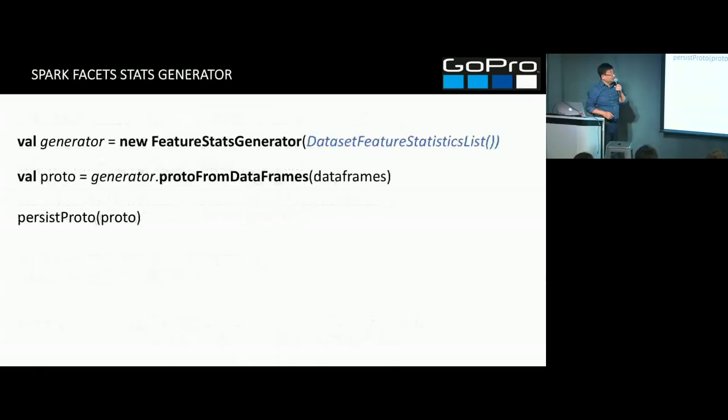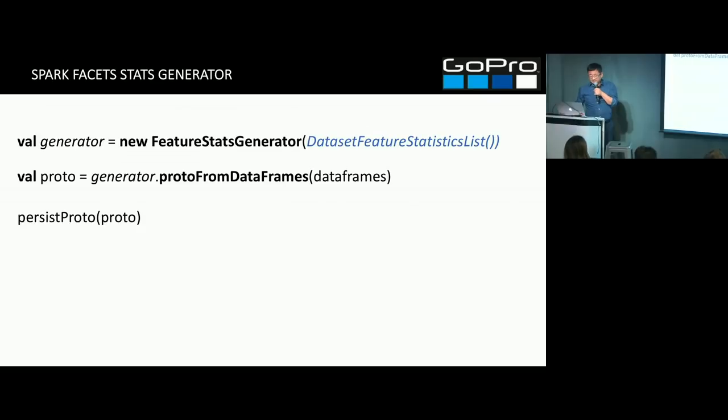You create the feature stats generators, and then you just say Protobuf from the data set, and then you've got a Protobuf. After that, you persist the Protobuf, essentially just save the data to a file. So it's pretty simple.